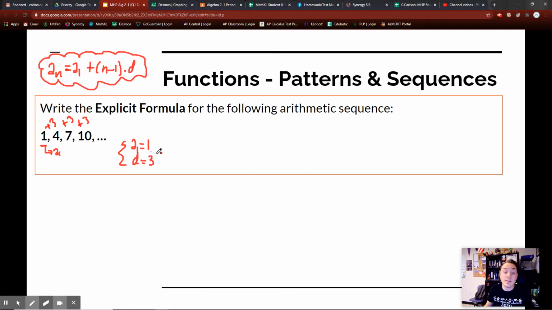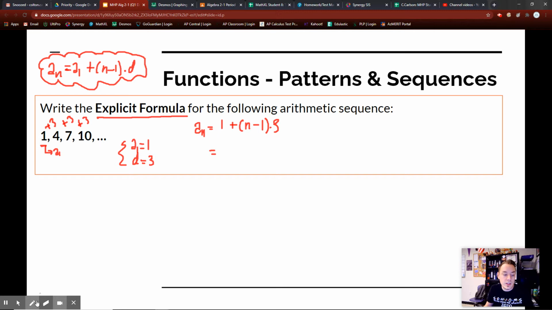Now I got my formula. I analyzed my sequence. I got my variables. I'm going to put this in the general form, or explicit formula. I'm not going to actually know what n is because it doesn't ask me to find any given term. It just says find the formula. So let's start plugging this in. I have a sub n equals my first term right here, which we said was 1, plus n. Remember, I'm not going to touch n. I'm not finding a specific term. I just want the general formula. Minus 1 and then times d, which we said was 3, so I times 3 there.